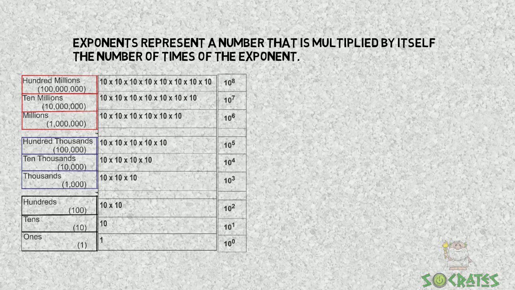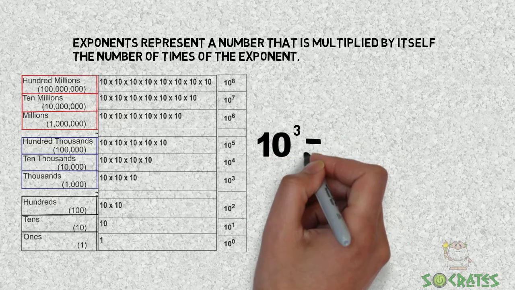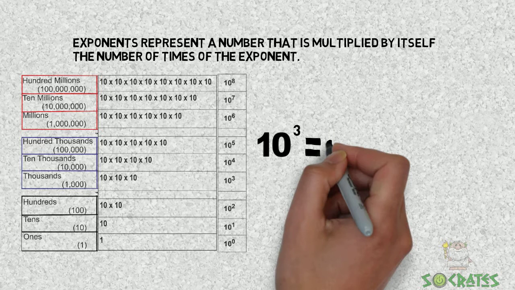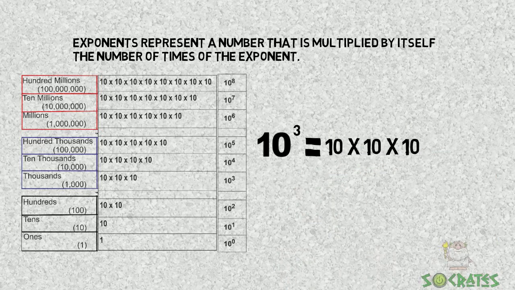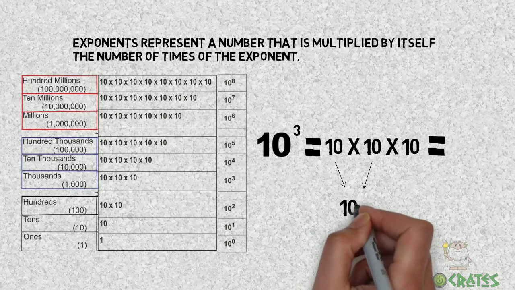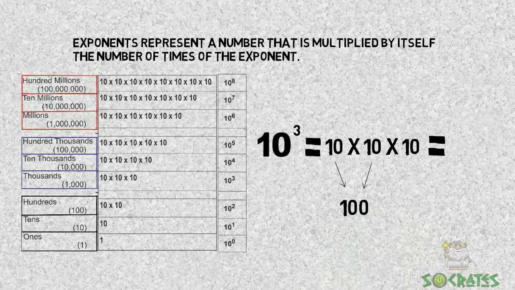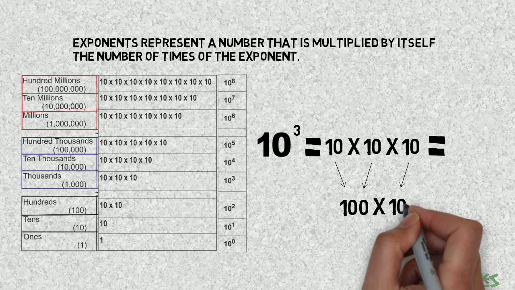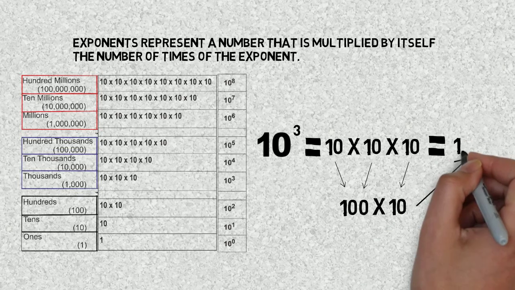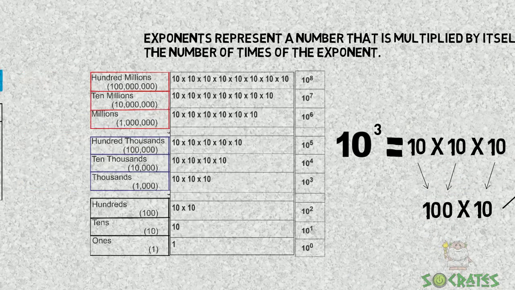So looking at the number 10 to the third power, that's going to be the same thing as saying 10 times 10 times 10, and that equals 10 times 10, which is 100, and then you multiply that by 10, and then you get the number 1,000.